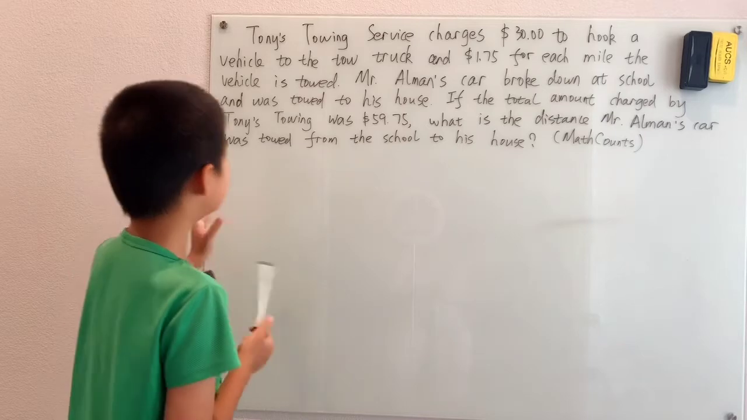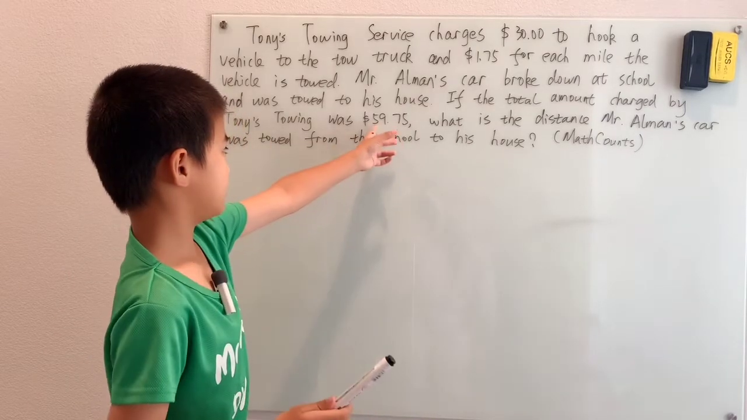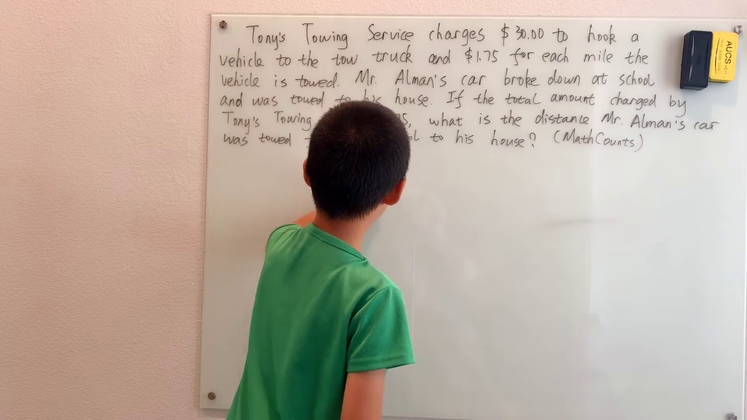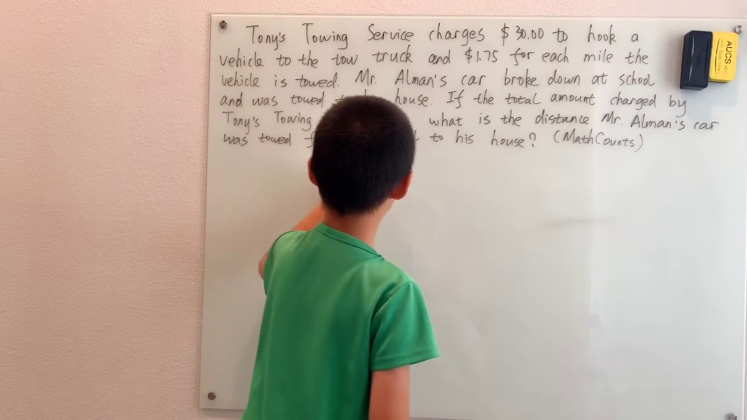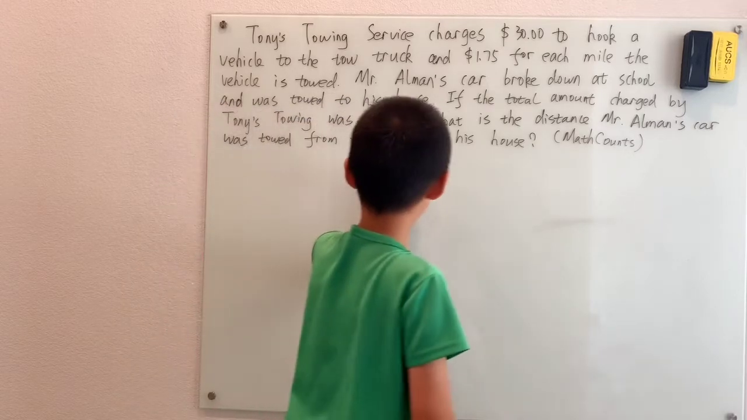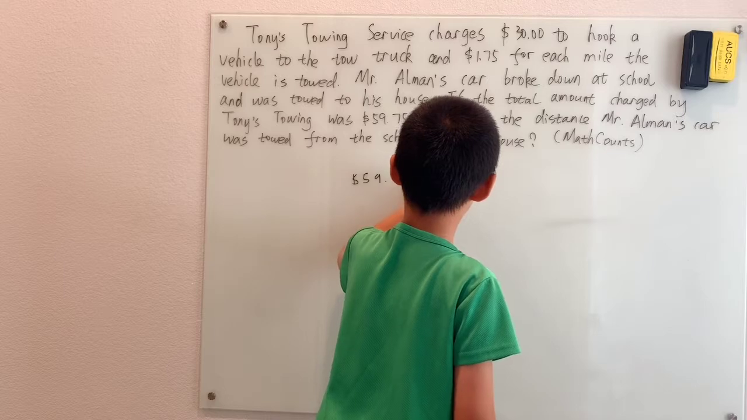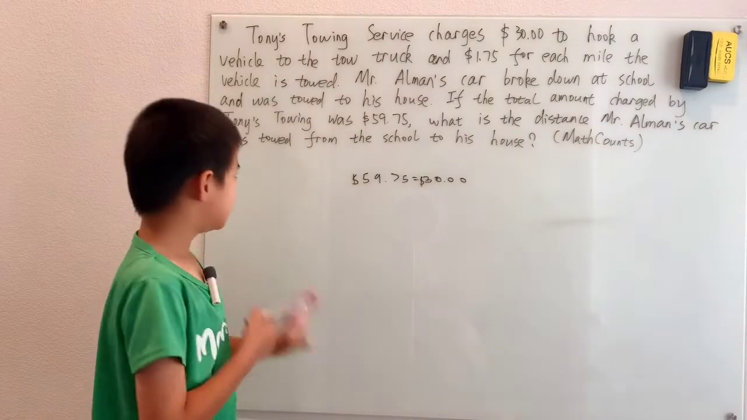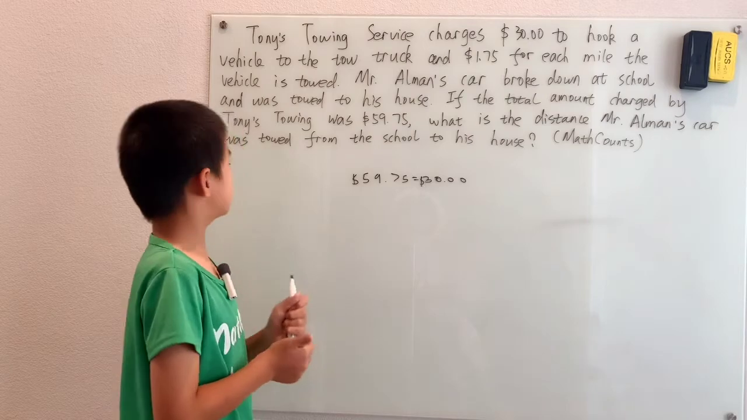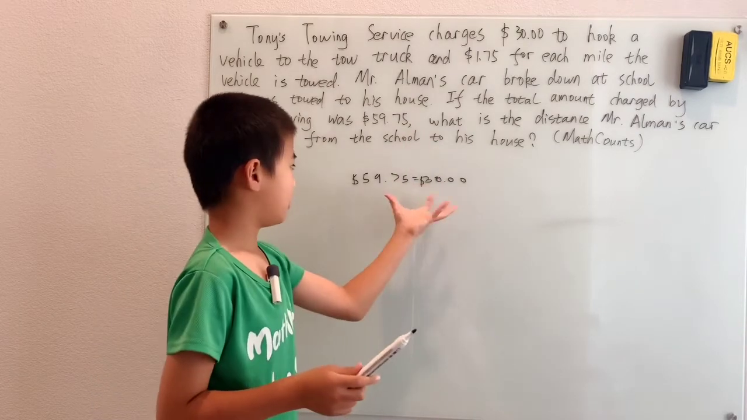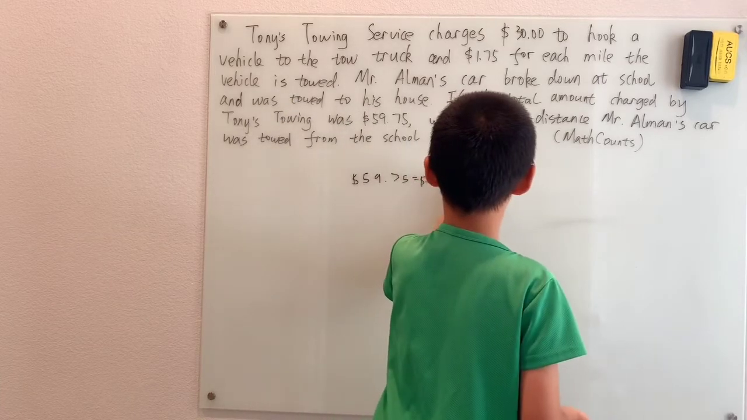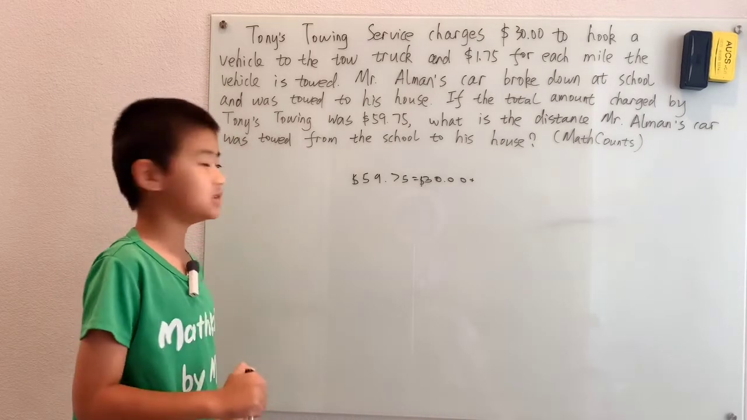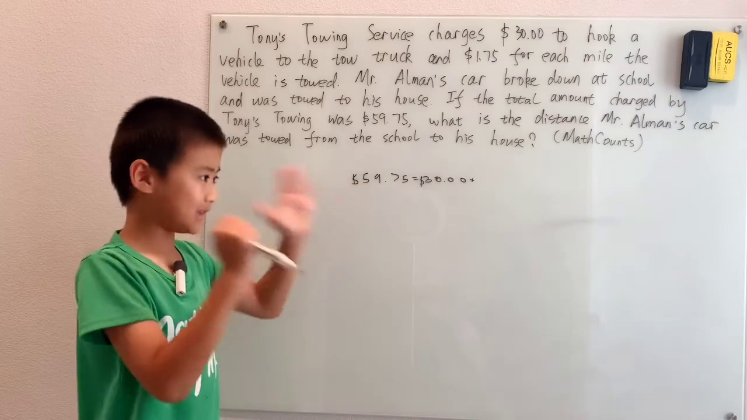Math counts. Now, to do this problem, we see the total amount Mr. Alman paid was $59.75. Out of that $59.75, $30 of it went straight to the hooking to the little tow truck. And all the rest of the money, which is $29.75, went to the amount that we're towing.